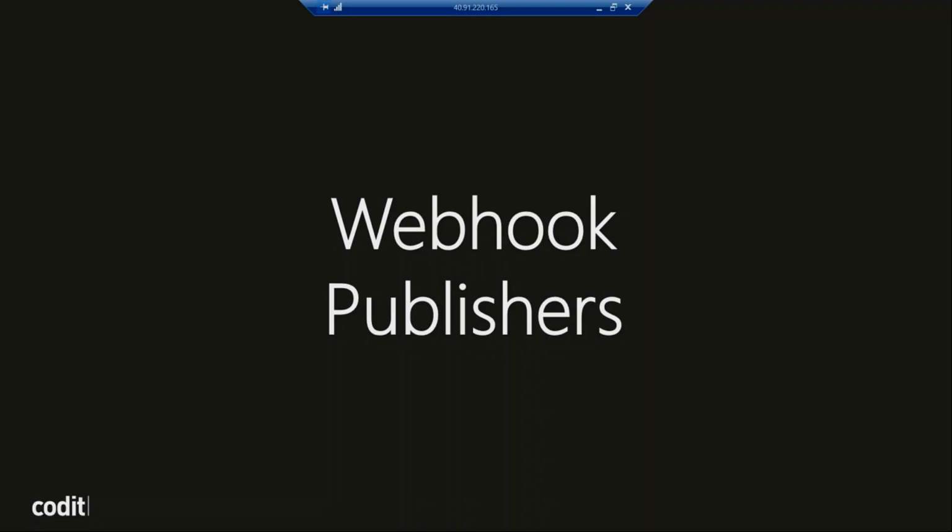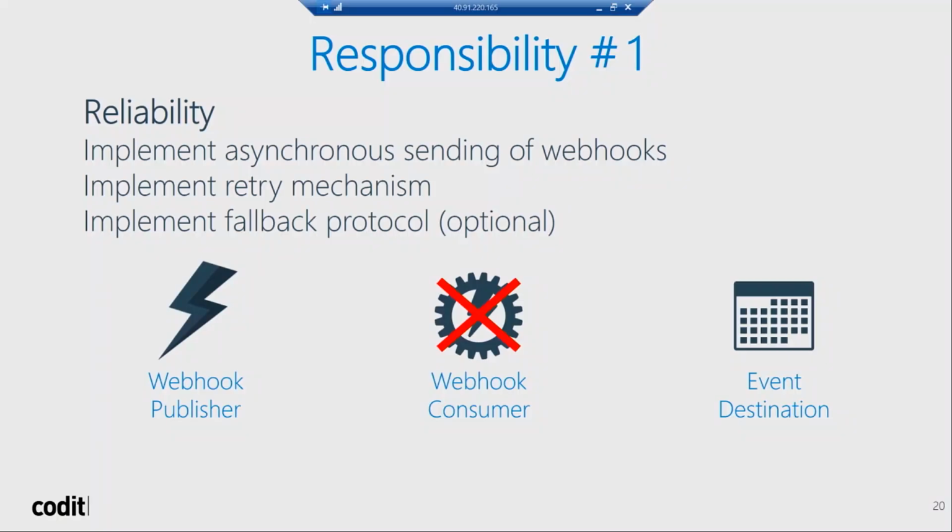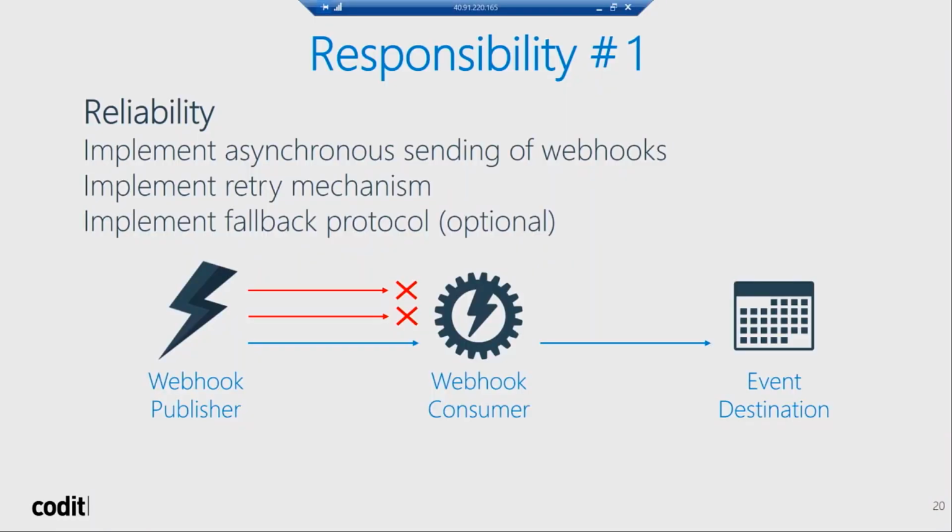Let's have a look now at the publisher side of webhooks. And this is all about the responsibilities. As a publisher, your first responsibility is reliability. Make sure that you implement it asynchronously, not in line. Make sure you have retries, because the internet could be down, or your consumer could be recycling or down for several seconds. And optionally, you could have a fallback protocol, like putting the message on a queue after you did some retries.